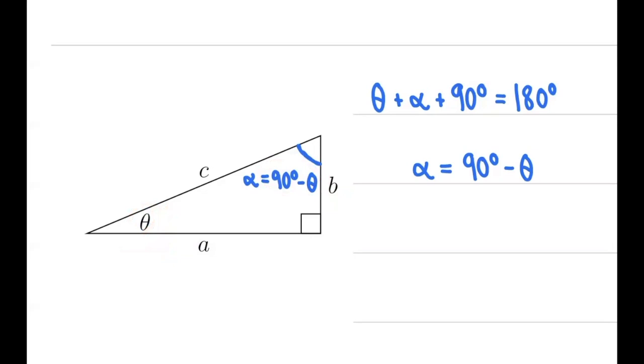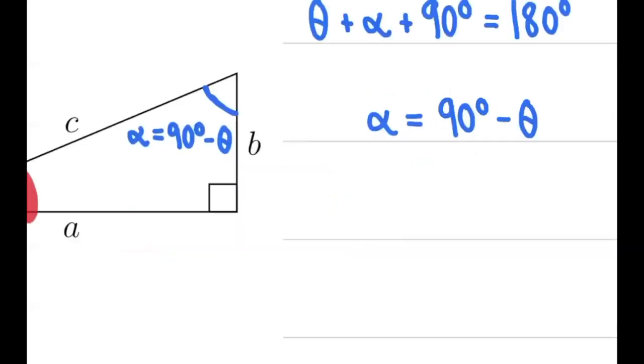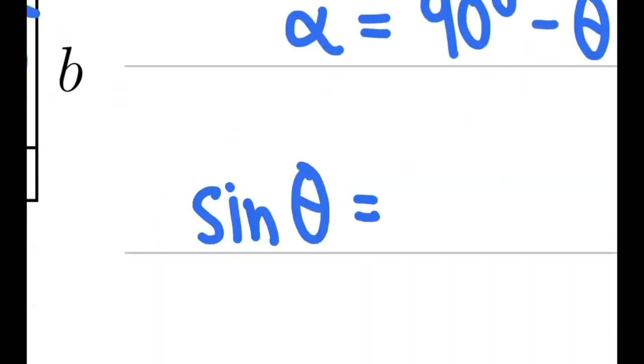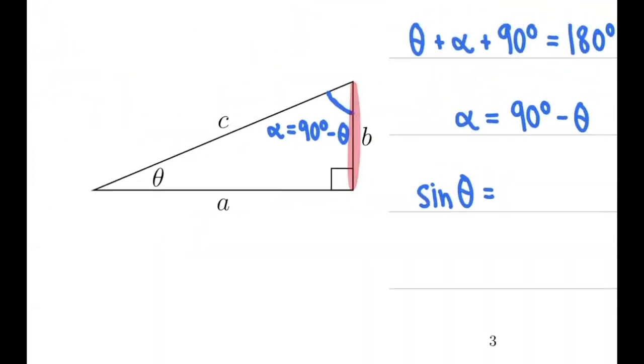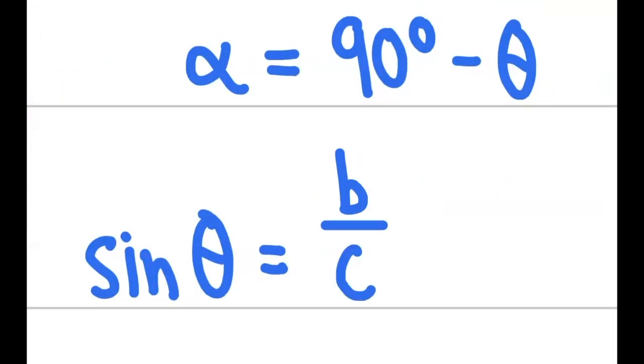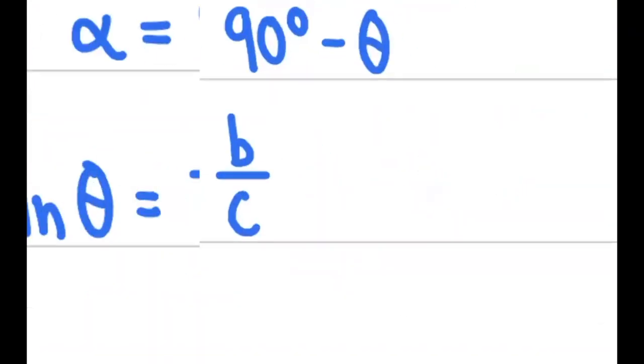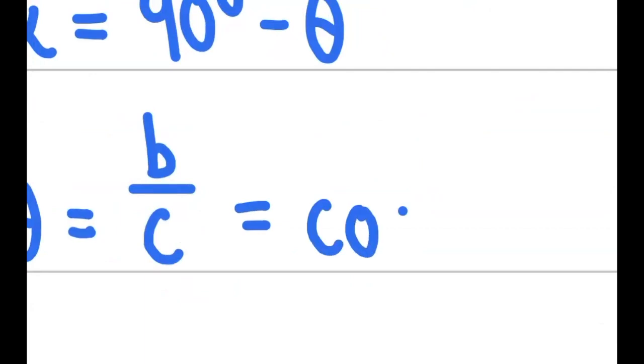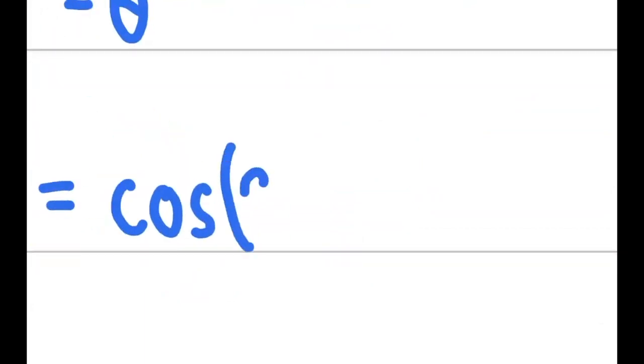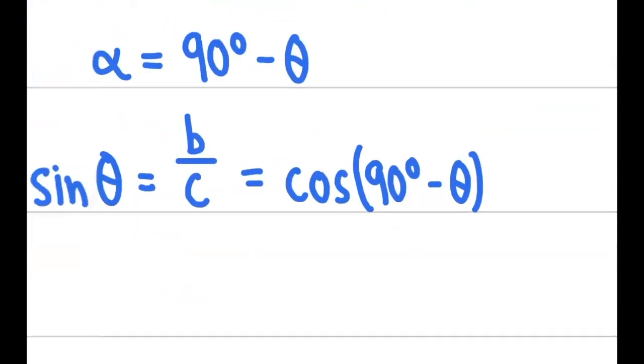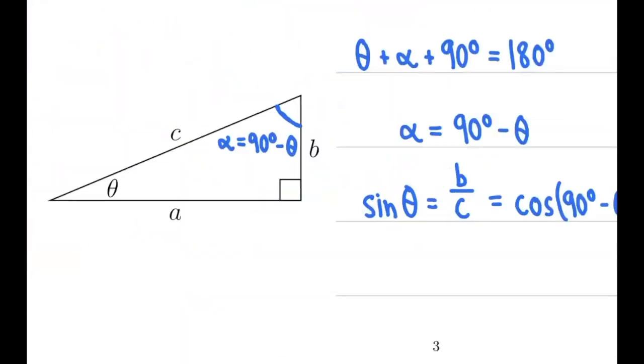So let's find sine of this angle theta here. Remember, sine is the length of the opposite leg over the length of the hypotenuse. So what would that be? Oh, that's B over C. Exactly, it would be B over C. And notice that's the exact same thing as cosine of the other angle, cosine of alpha, which is cosine of 90 degrees minus theta. If you do cosine of this angle right here, that's the length of the adjacent leg, which is B, over the length of the hypotenuse, which is C.